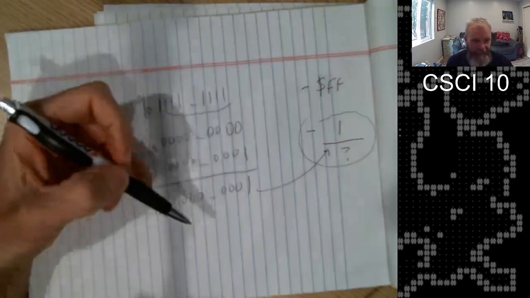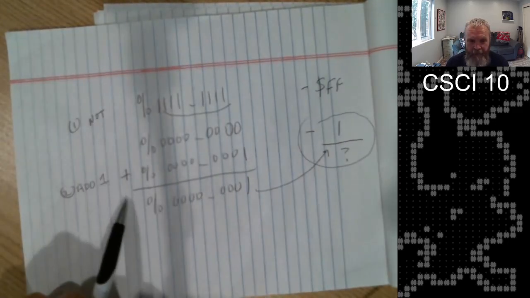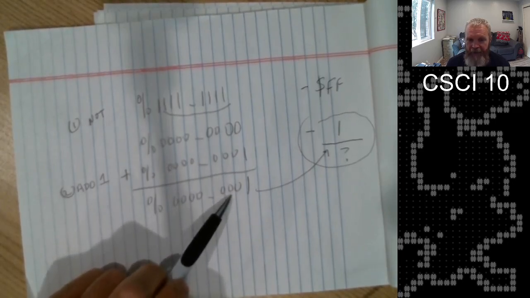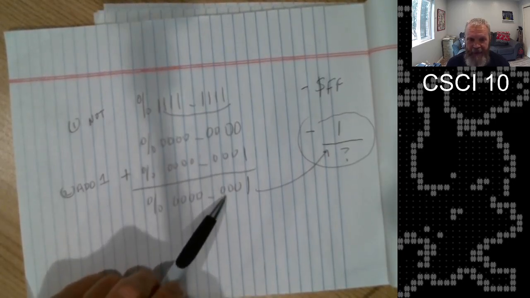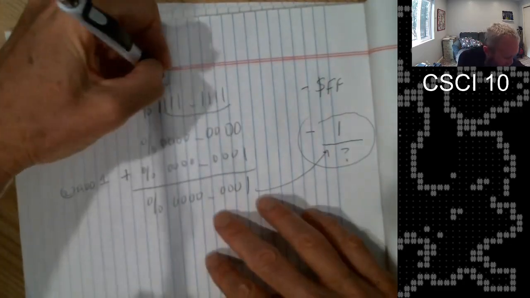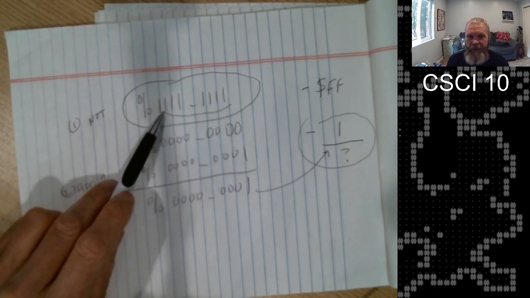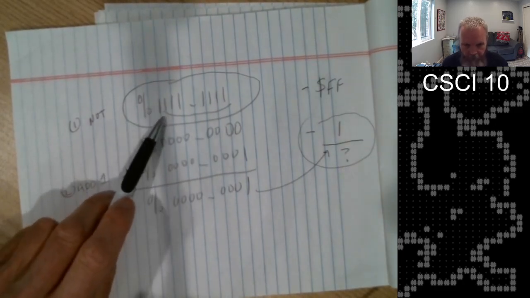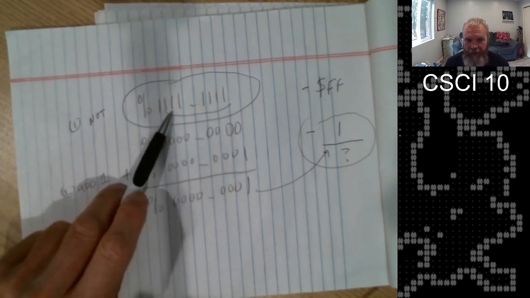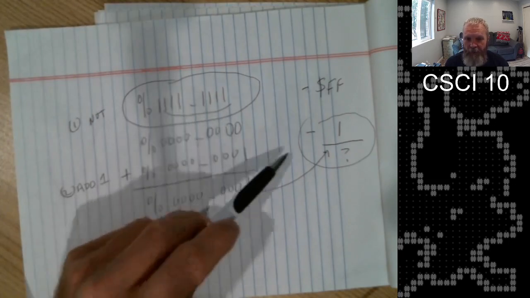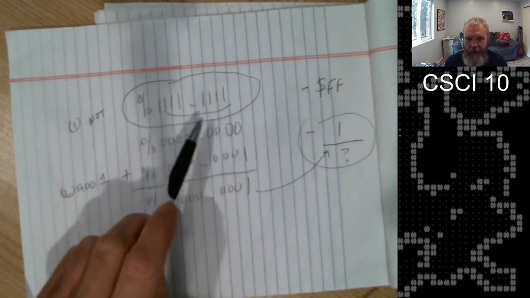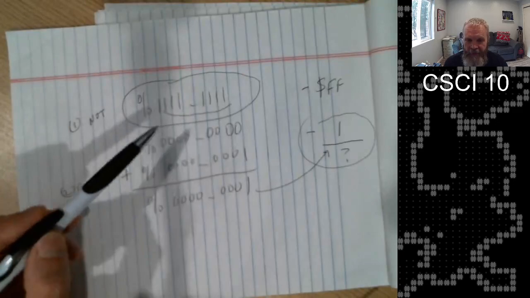That's exactly right. So Glazer's asking, is this the largest negative number I can do? And the answer is yes. So this value right here is the largest negative you can get in 8-bit 2's complement, right? Which makes sense because from there you get to 0 again.